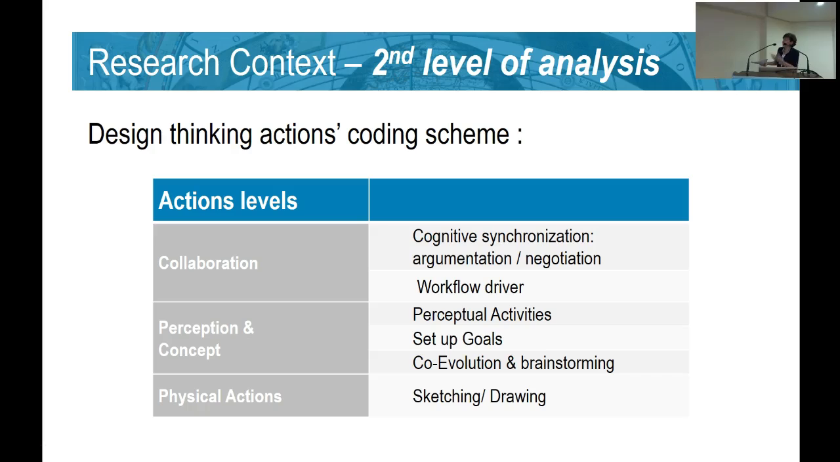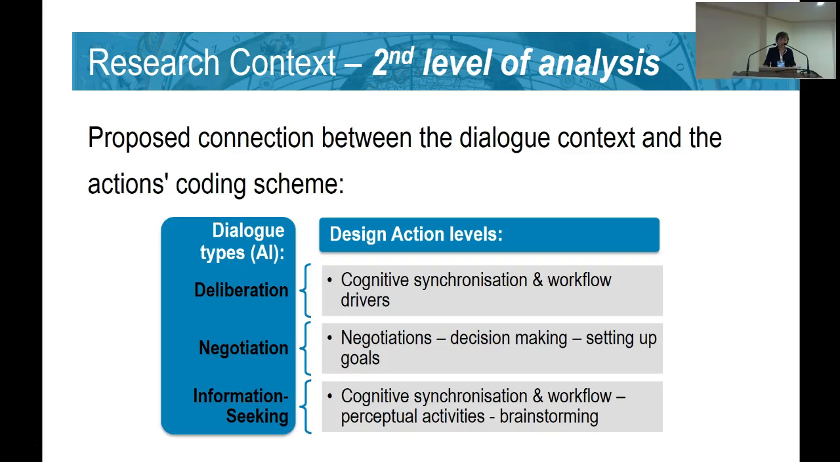When it comes down to the second level of analysis, as you can see over here, we start with the design thinking theories. Design thinking theories categorize and code design actions according to three different levels. We start with the evolution level, which is focused on cognitive synchronization, ideas, class, and workflow drivers. The conceptual level is focused on setting goals, making decisions, and brainstorming how to move our design thinking forward. Finally, we have physical actions for drawing and sketching, both with physical and digital means, and also applicable for constructing elements. When it comes now to artificial intelligence and the different dialogue types, this is how we make the connection over here. This is what our theory suggests.